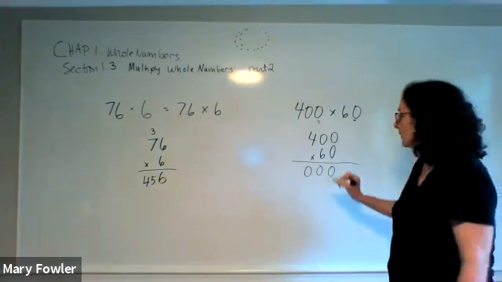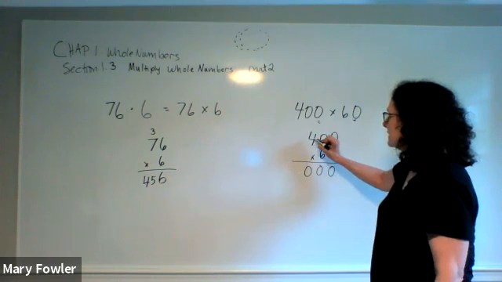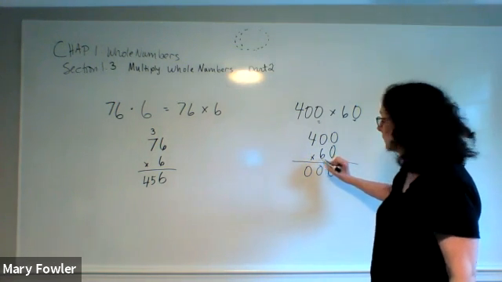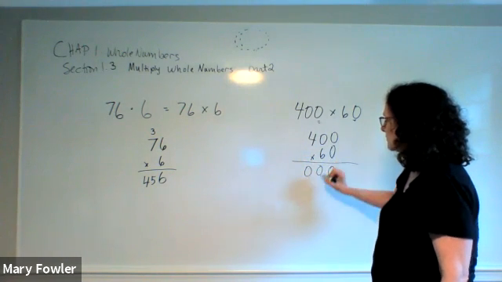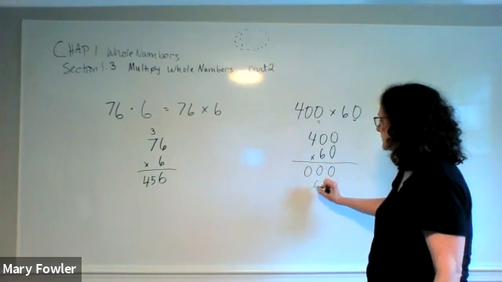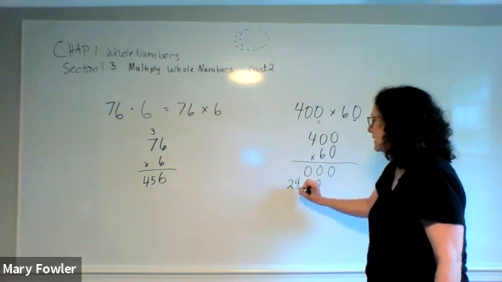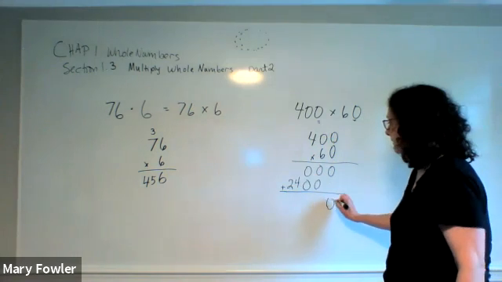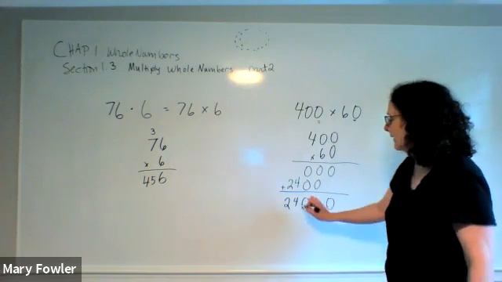Good? And now we're going to multiply the first number, 400, by 6. And because the 6 is in the tens place, we're going to put the answer to the first multiplication problem in the tens place. So we're shifting it over to the left. So 6 times 0 is 0, 6 times 0 is 0, and 6 times 4 is 24. And now we just add these up. Okay, and that's our answer.